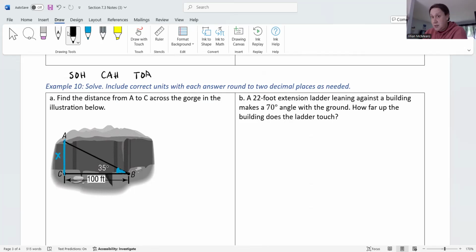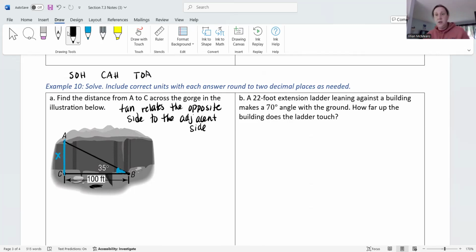Cosine relates the adjacent side to the hypotenuse. Well, I know the adjacent side, but I'm not interested in the hypotenuse, so that one's not going to help me. Now, tangent relates the opposite side to the angle compared to the adjacent side of the angle. Okay, so in this case, we need to consider tangent. We can use tangent to help us solve here. So remember that tangent relates the opposite side to the adjacent side. And that's going to help us out perfectly here because we have the adjacent side to the 35-degree angle and we need the opposite side.